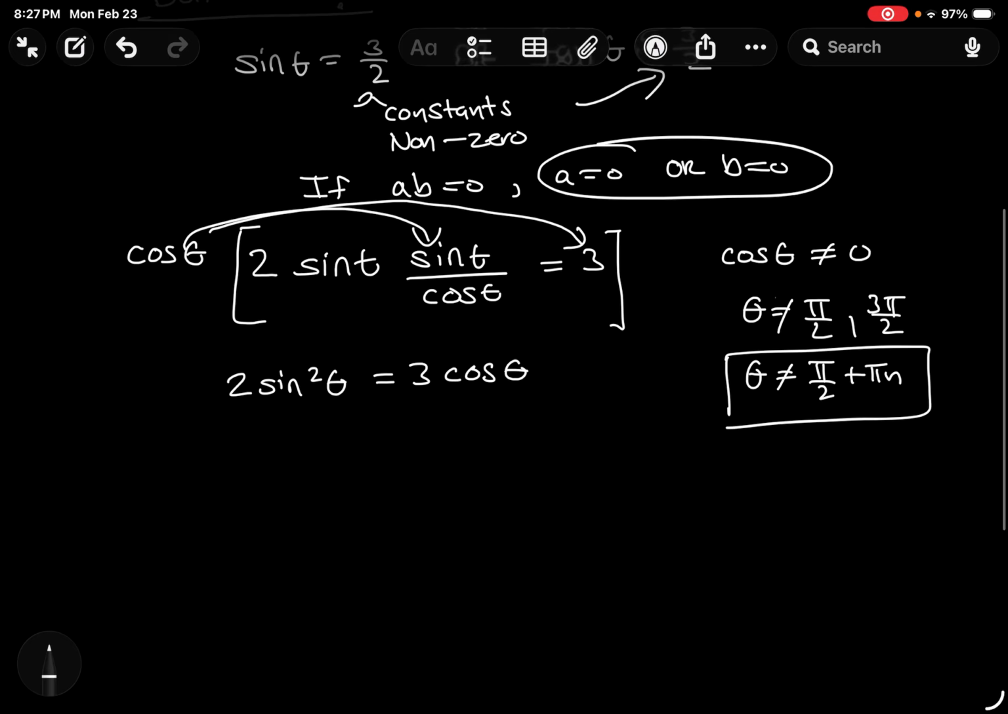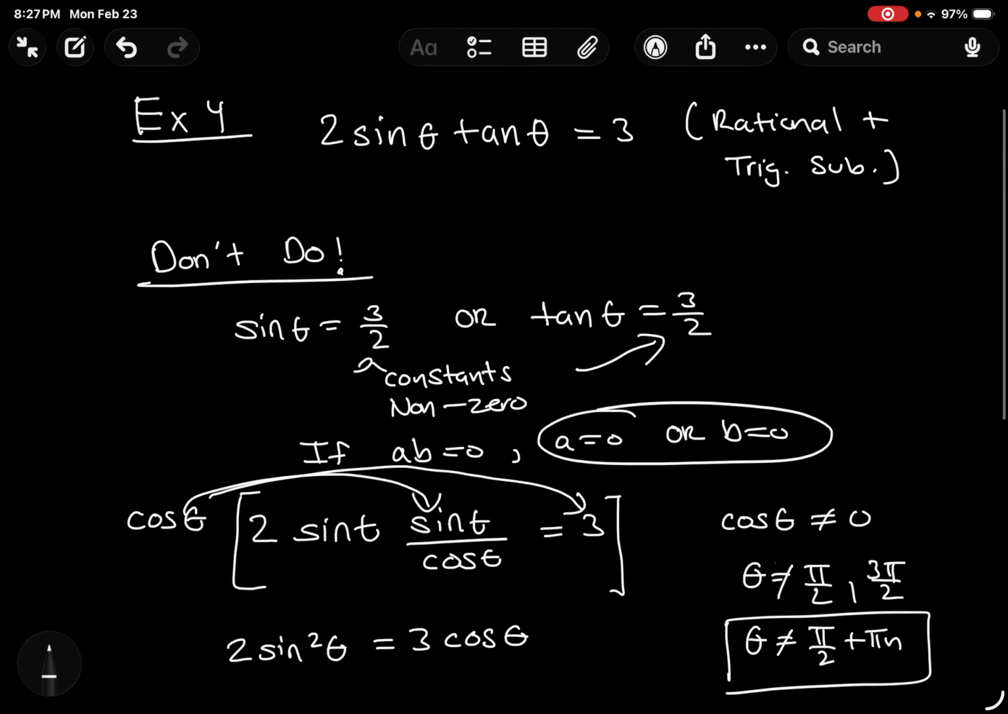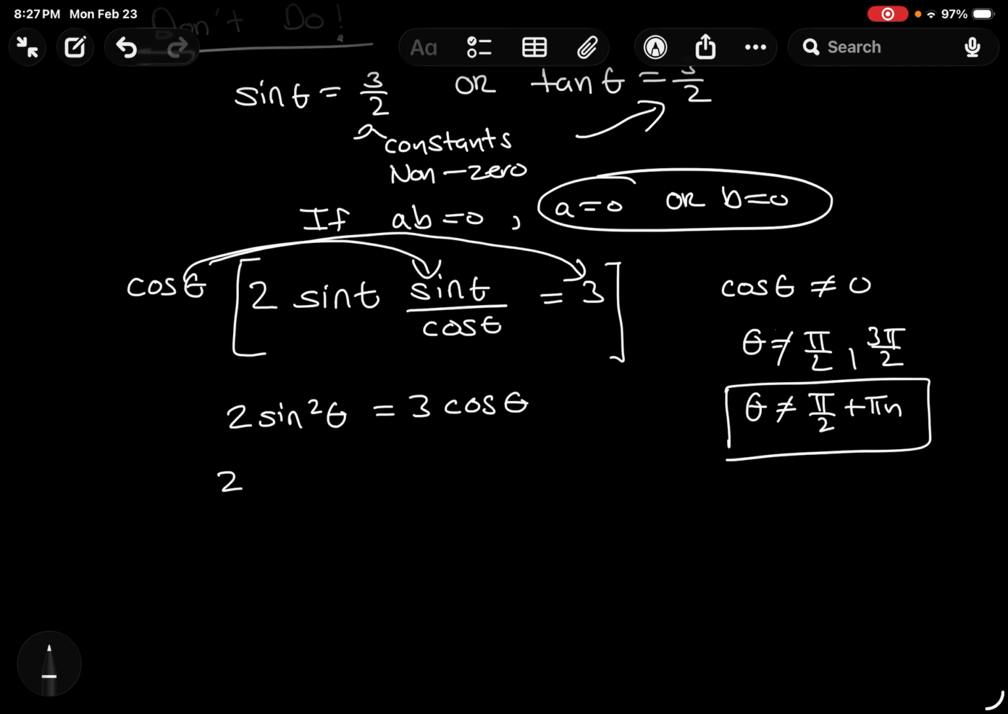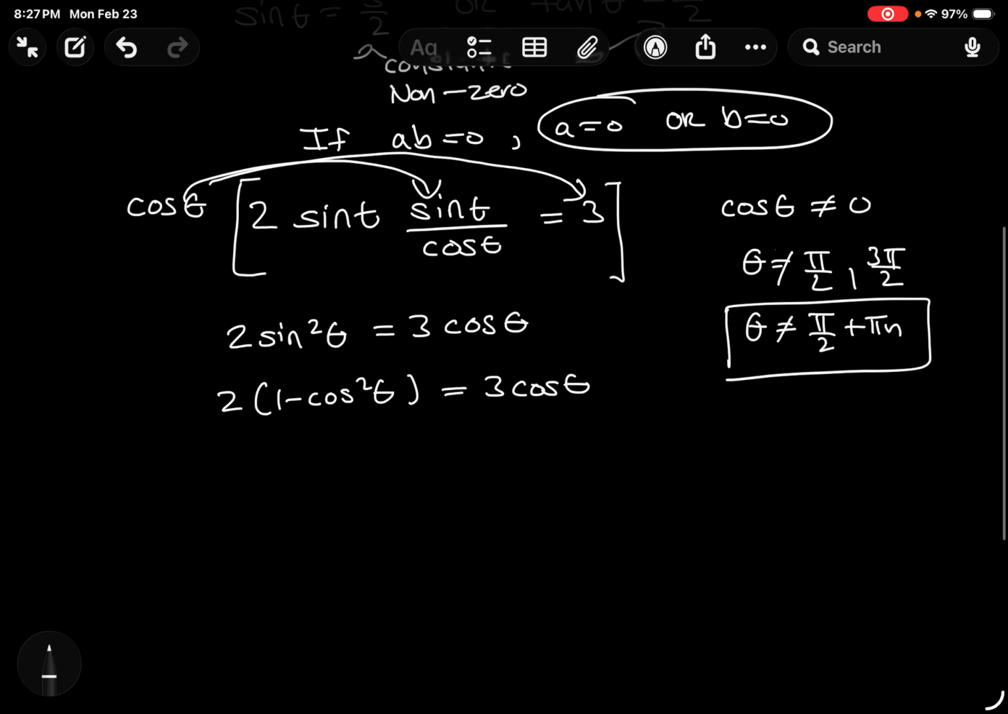After I do that, notice I have two different trig functions. This is kind of like example number 3, where you have to do a trig substitution. That was the strategy here. I said, hey, rational and trig substitution. So let's simply substitute 1 minus cosine squared theta into our sine squared theta. From here, the rest is just distributing and combining like terms. Let's do that.